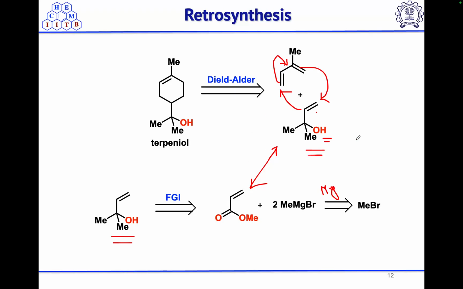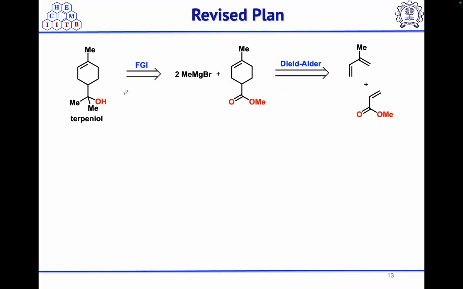Okay, so now we will plan our retrosynthesis. As you can see, we will do this Diels-Alder reaction fast with this activated dienophile to get this cyclohexene. And then if we add two equivalents of methyl magnesium bromide to this ester, you will get this tertiary alcohol, right? So you can get this terpineol. Okay, right? So you can easily get this target molecule from these two building blocks, right? So these are the two synthetic equivalents.